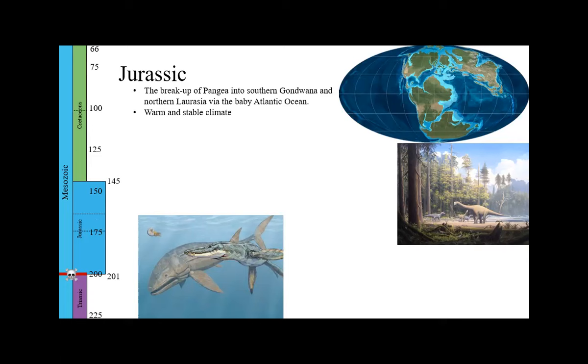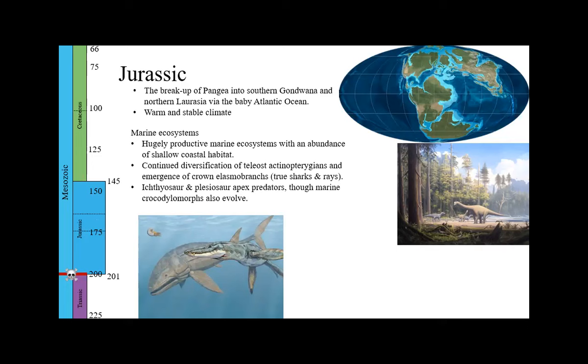So think about, just put your biology hats on for a second. What's it like for animal populations living on a supercontinent where you can walk from pole to pole, versus a breaking up place where there's now isolation and lack of gene flow? That's a big deal. The climate is pretty warm and pretty stable through the Jurassic.